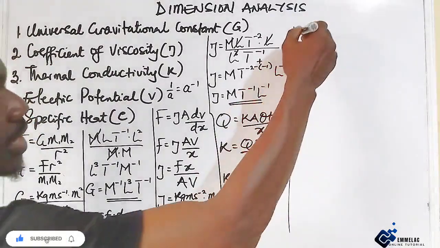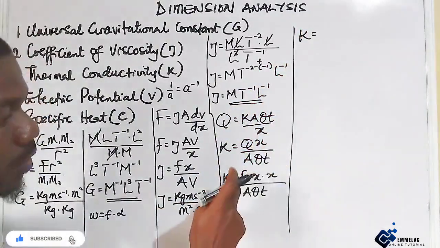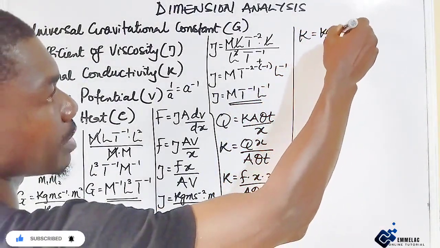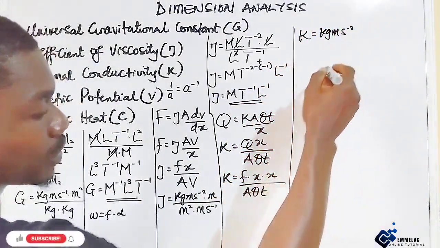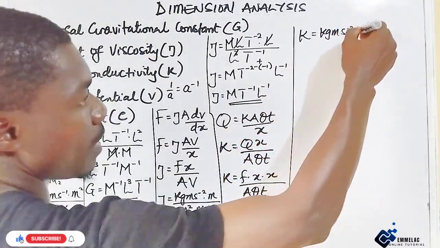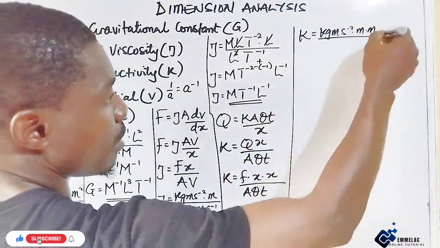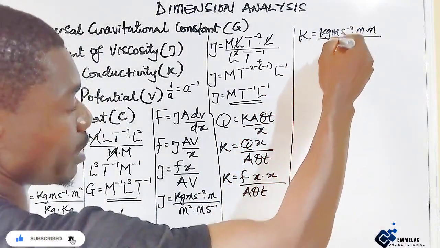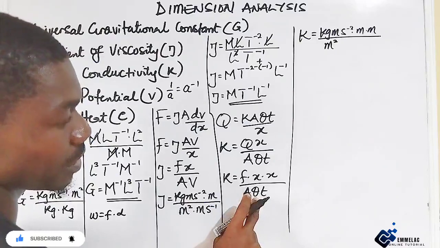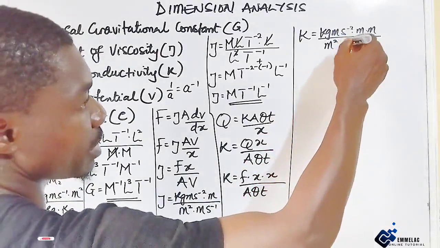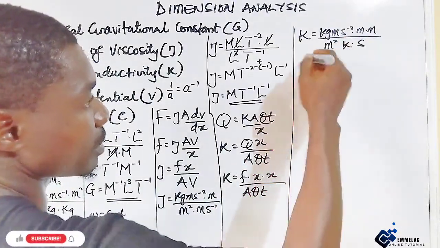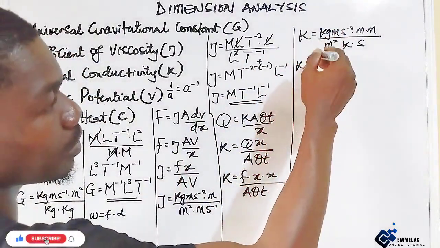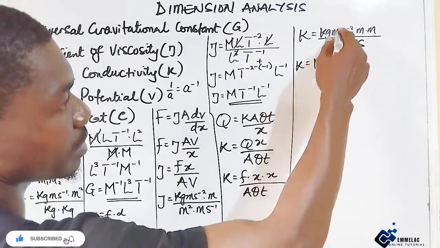Okay, now our unit here. So here we have that K now will be, our unit for force here will now be kilogram meter per second square, now times meter all over area, meter times meter, that is meter square, then the unit of temperature here is Kelvin, then times seconds.